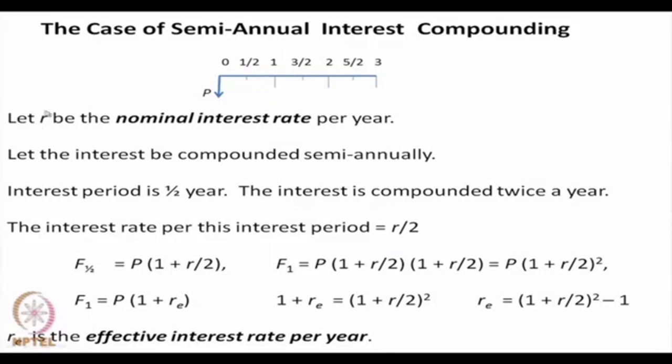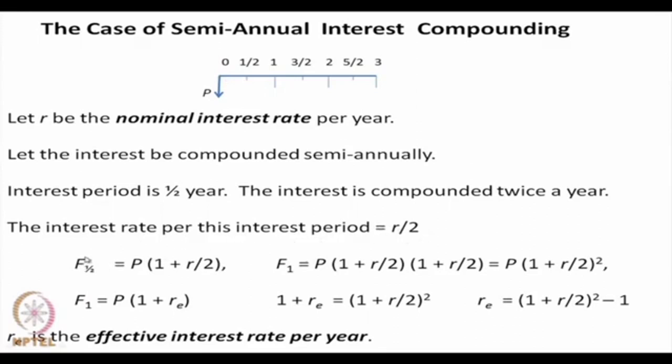Suppose that the interest rate is defined for a full year, we call that the nominal interest rate, that is not the actual interest rate. A nominal interest rate is defined for the full year, that is R. But if the interest is compounded semi-annually, that means after every 6 months it is compounded, in this case the interest period is therefore half the year. And the interest is compounded twice a year. The interest rate for this half year is nothing but R by 2. So, if R is the nominal interest rate for the full year, for one interest period, it is R by 2.